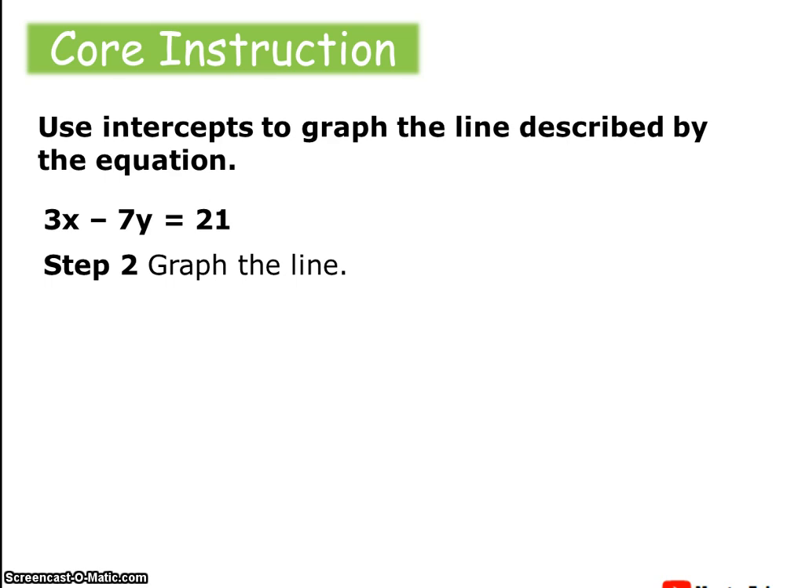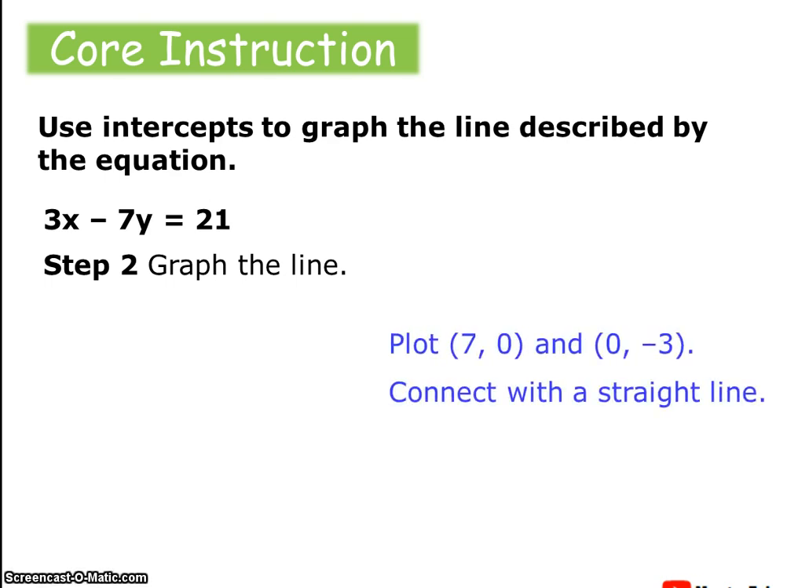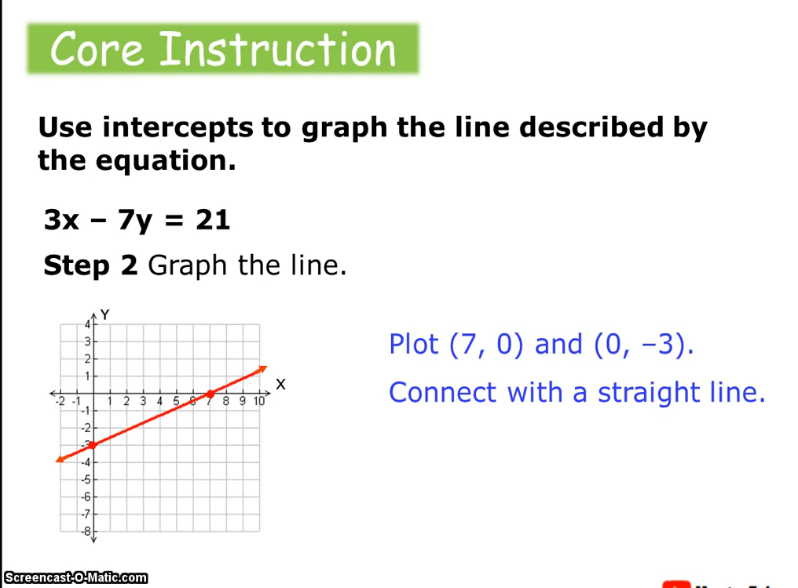Then we're going to graph our line. So if I have our 2 intercepts, like I said, I only need 2 points to make a line. So my 2 intercepts are located at 0, negative 3, and 7, 0. I can connect those.